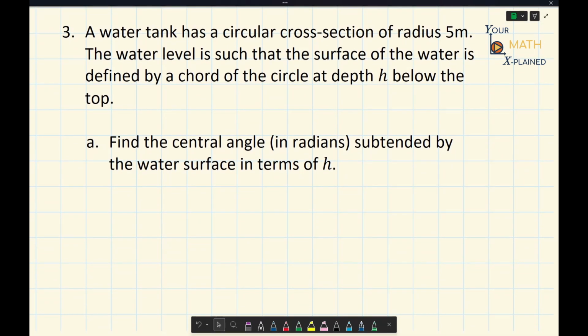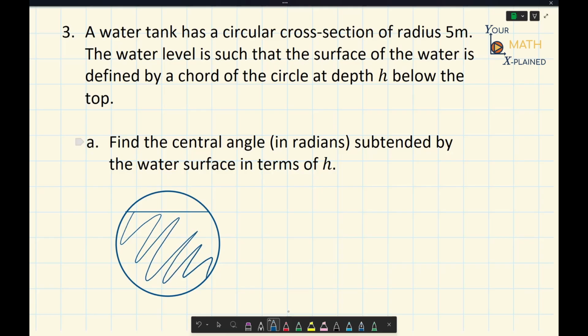So for the last example in this video, we're going to take a look at a word problem. So here we have a water tank that has a circular cross-section of radius 5 meters. So let's go ahead and draw our water tank. So this here is our cross-section. So let's say that the water level is right here. So which means here, this is all water. So the surface of the water is this chord that I have just drawn. And this is at a depth h below the top, which means from the top to here, this is going to be h.